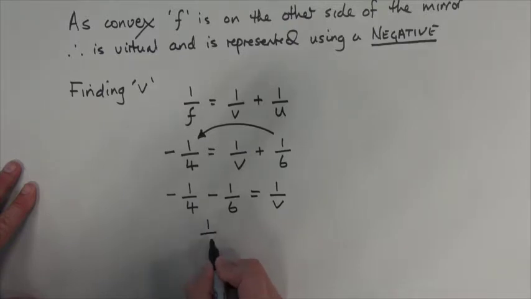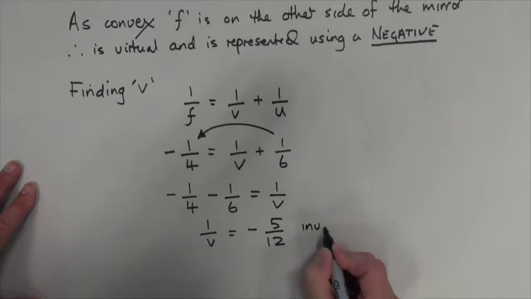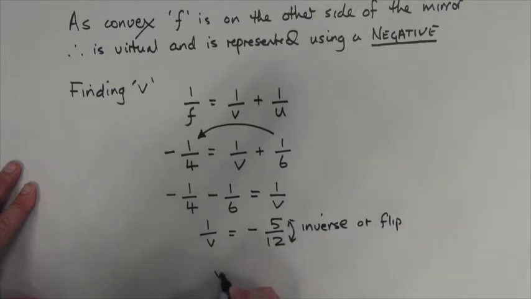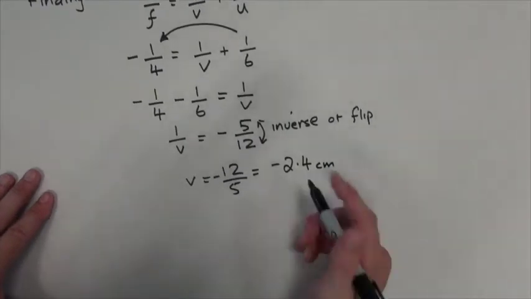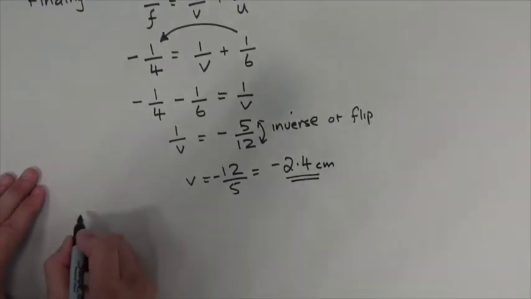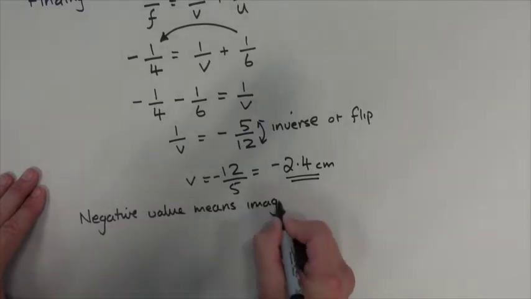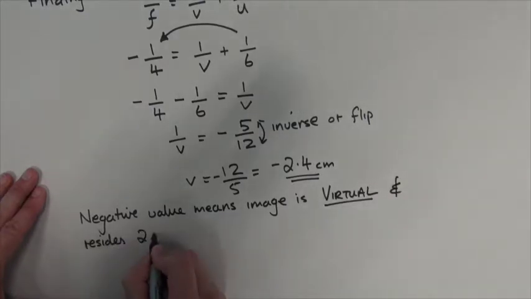When I combine the two fractions together, I end up with negative 5 over 12. I then have to invert this, so I end up with 12 over 5. As a result, v will equal negative 12 over 5, which is negative 2.4 centimeters. So what does this mean? That negative 2.4 centimeters means that it is a virtual image, and it's 2.4 centimeters behind the mirror.